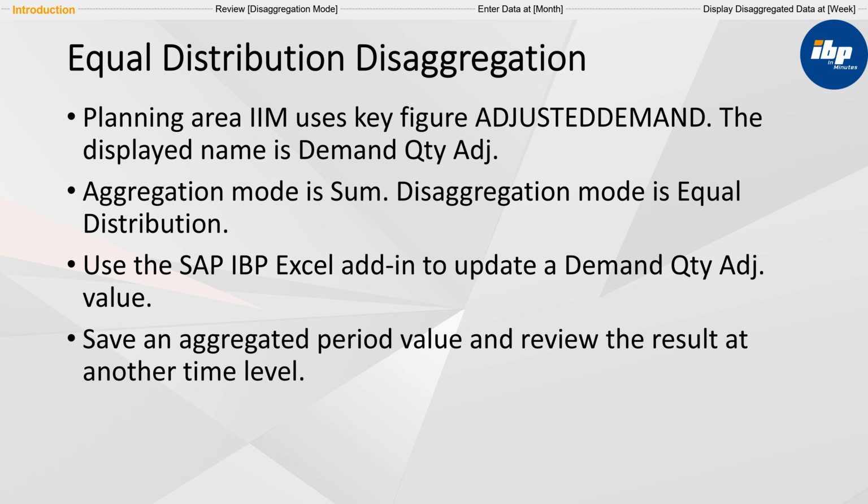Next, the tutorial flow is introduced. In this example, planning area IIM uses key figure adjustedemand, displayed as Demand Qty Adj. The key figure uses sum aggregation and equal distribution disaggregation, and the SAP IBP Excel add-in is used to save an aggregated monthly value before reviewing the result at another time level.